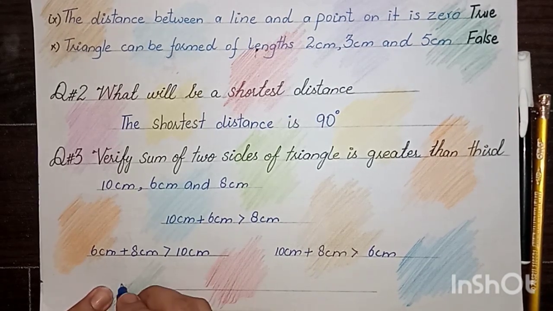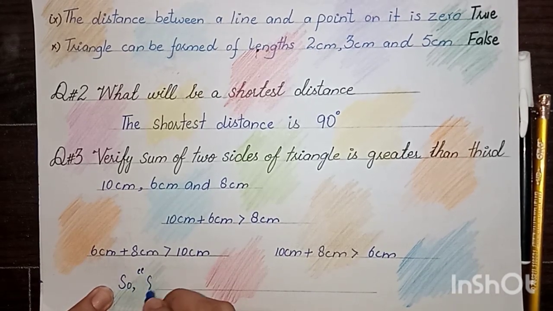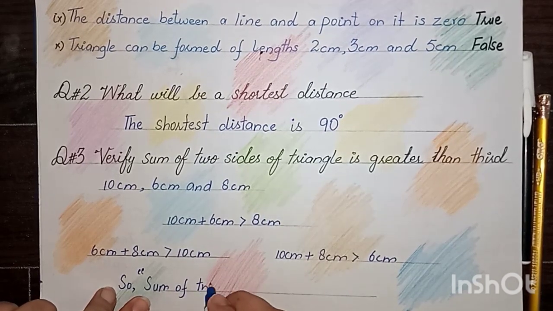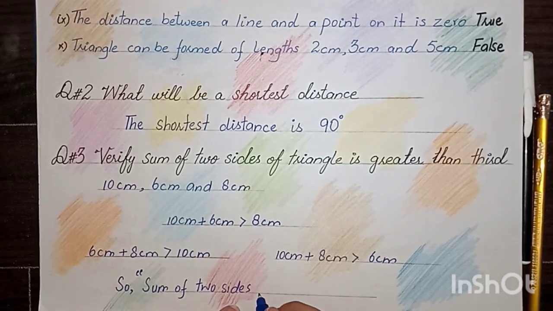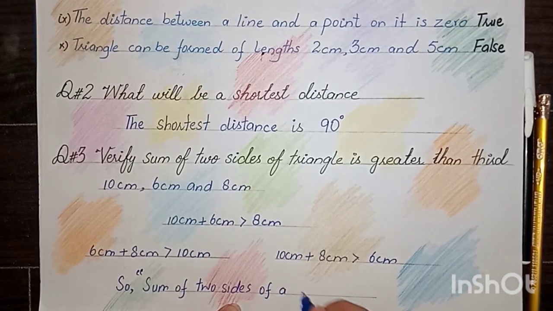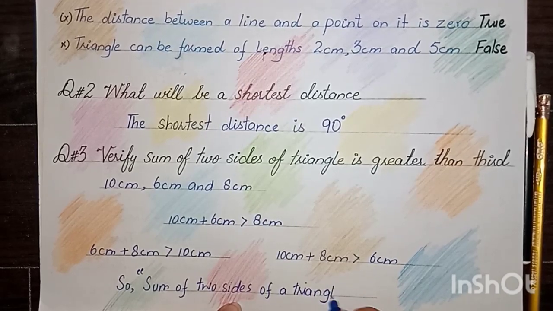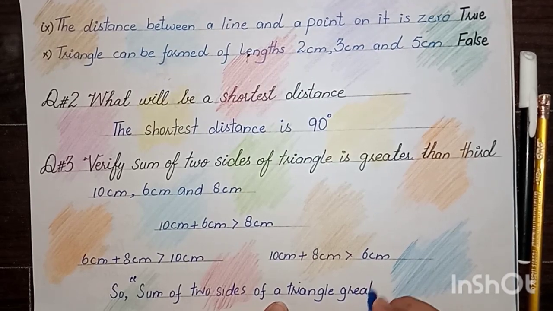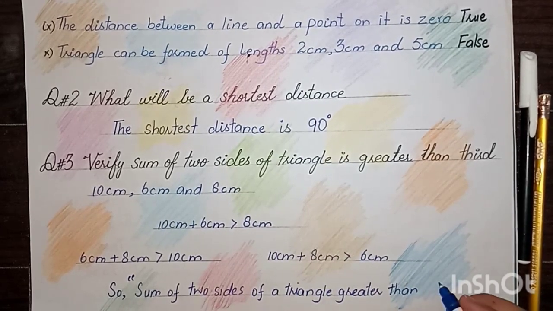So the sum of two sides of a triangle is greater than the third one.